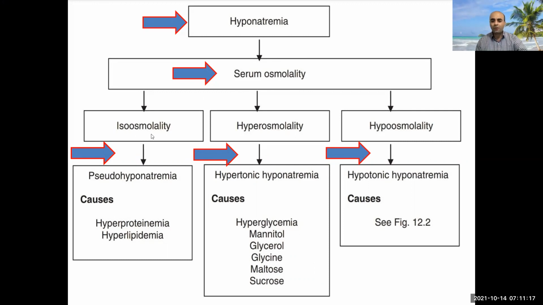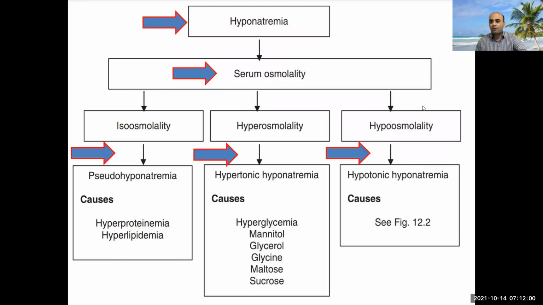Just the remaining two parts for us should cover all these main topics: hypertonic hyponatremia or hyperosmolarity hyponatremia, and isosmolarity or isotonic hyponatremia. This is the pseudo hyponatremia, and the cause of this is pseudo hyperlipidemia or hyperproteinemia, like in multiple myeloma. And hypertonic hyponatremia, we saw the patient with uncontrolled blood sugar. This patient has hyperglycemia and mannitol, glycerol, and glycine, maltose, and sucrose. This is the main diagram or main algorithm to classify your patient when you see.